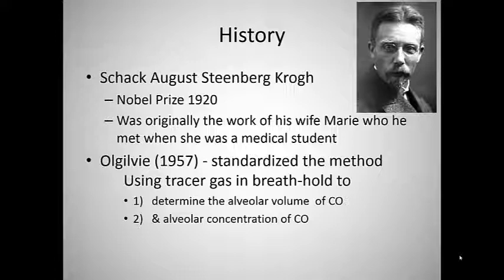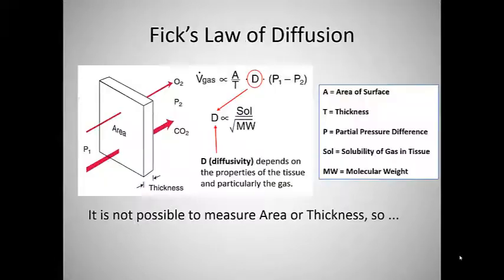The actual standardization of the technique that we use today was done by a guy named Ogilvie in 1957. So what we do today really is not much different than what we did then. We basically use a tracer gas of carbon monoxide during a breath hold to measure the alveolar concentration of CO, and we're going to go through that in a little more detail in just a minute.